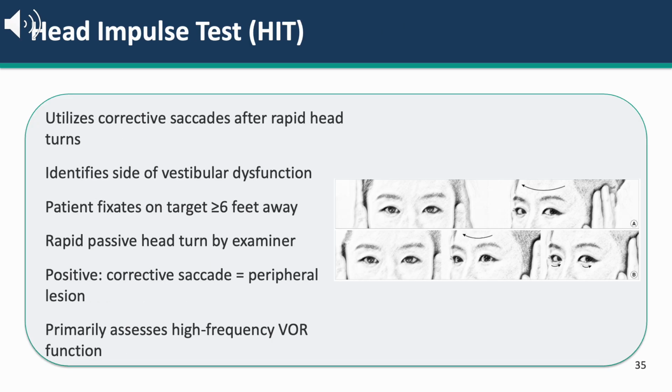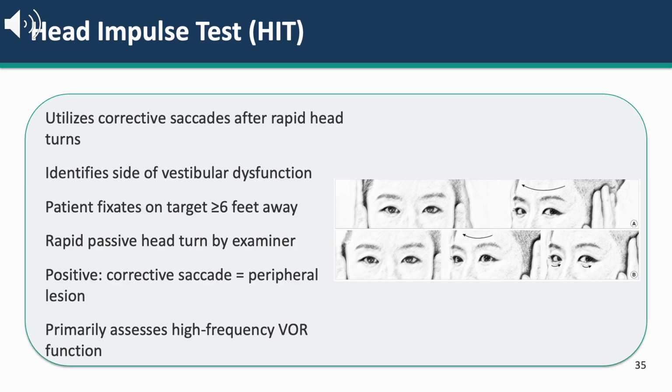The head impulse test or head thrust test utilizes corrective saccades after single rapid head turns to help identify the side of vestibular dysfunction, particularly when spontaneous nystagmus is absent. In this test, the patient's head is turned rapidly to one side by the examiner while the patient attempts to maintain fixation on an object 6 feet or more away. Passive rather than active head impulses are necessary to detect a severe unilateral peripheral vestibulopathy.